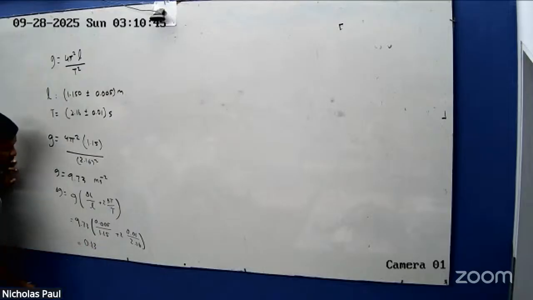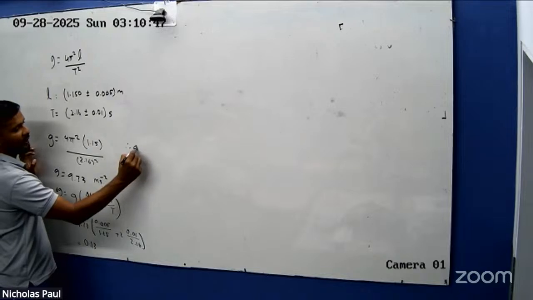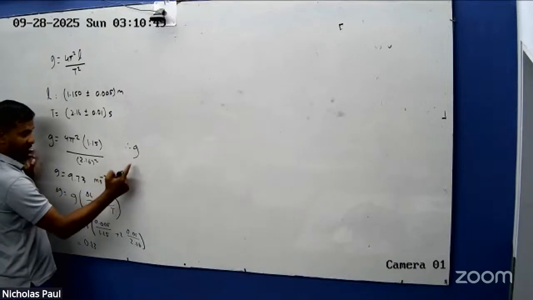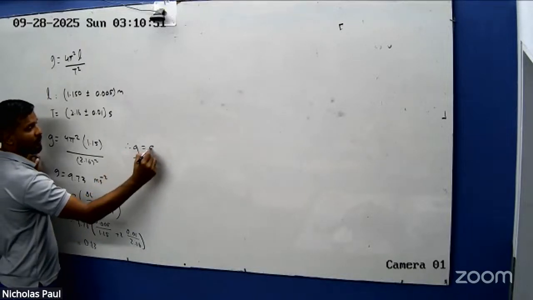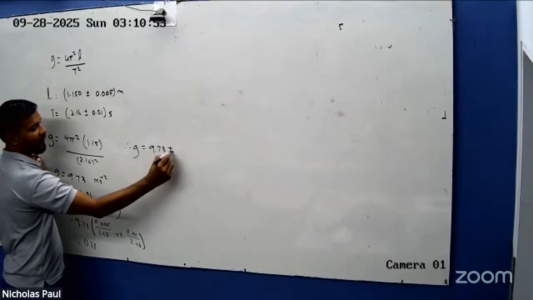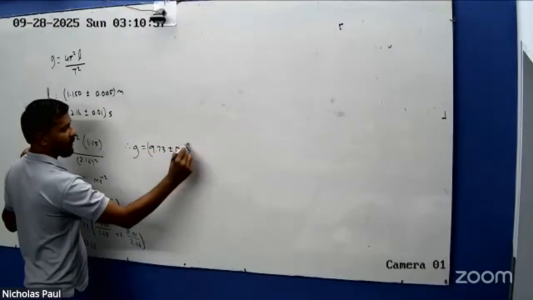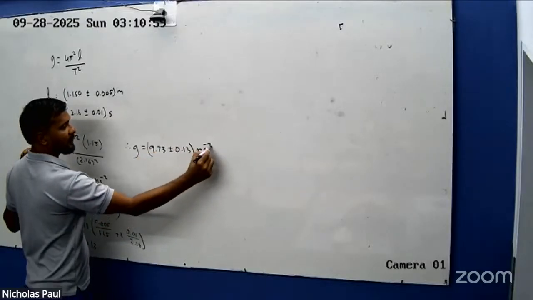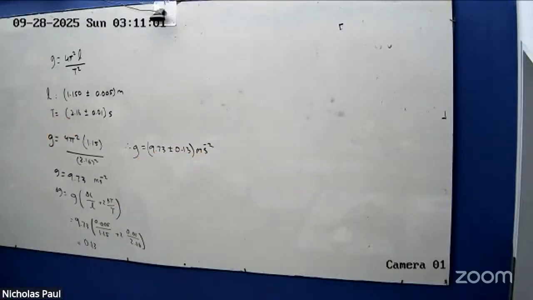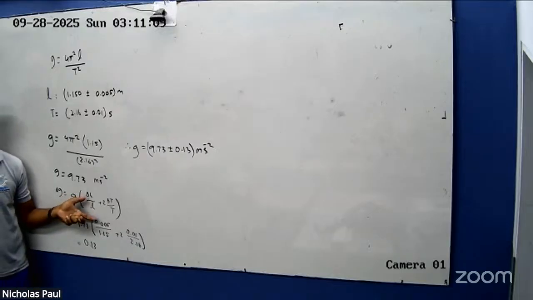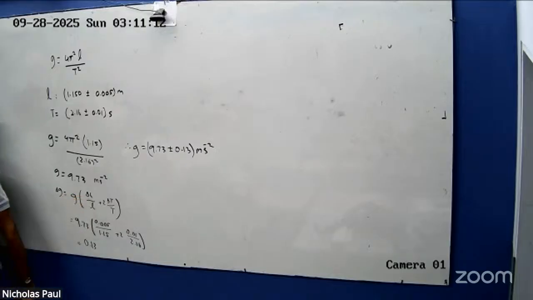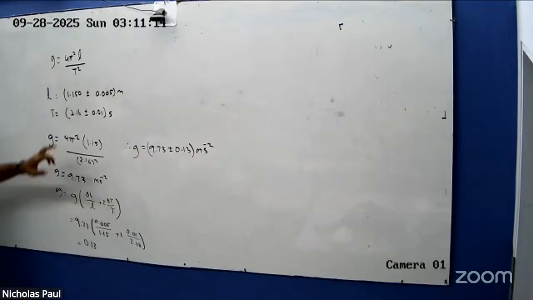0.13. So your final answer for G, always write the final answer. It will be 2.73 plus and minus 0.13 meters per second squared. That's the error calculation. In between, you just have to understand what is fractional error. That's okay?